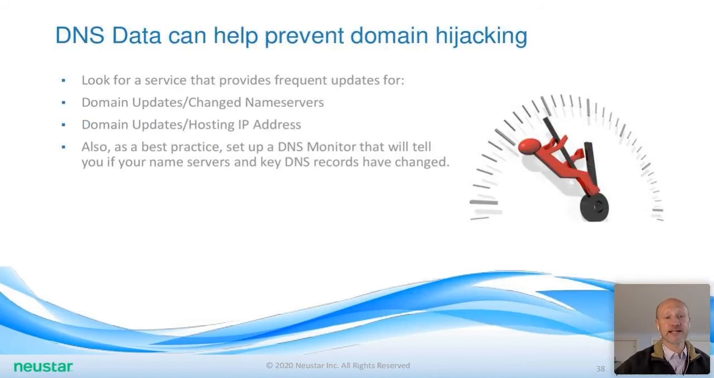So how can DNS data stop this? Well, you want to look for a threat feed service that provides domain updates and tells you if you have made any changes to your name server. You also want to see, hey, is for some reason my website now being directed to a new IP address? And obviously you want these feeds to be in near real time so you can see this information quite quickly. It's also a best practice to set up a DNS monitor that will tell you if your name servers or key DNS records have changed, so you can be alerted as soon as possible, and be able to take action and stop any of the problems that may come from this redirection.